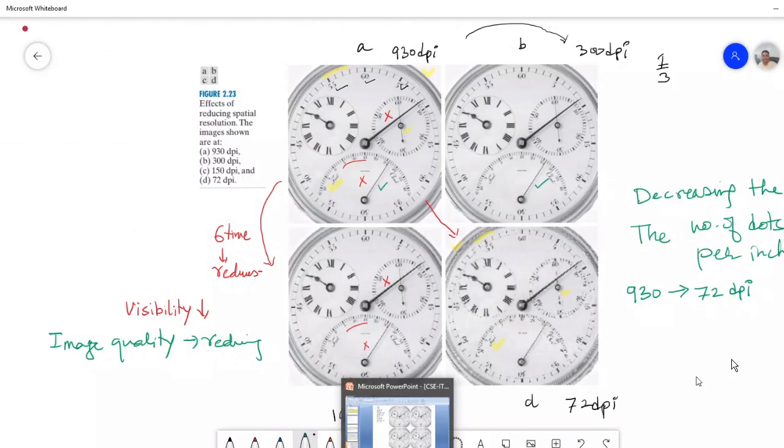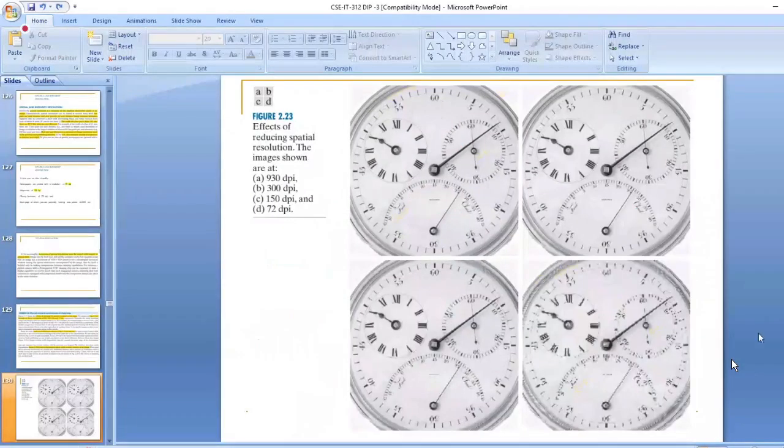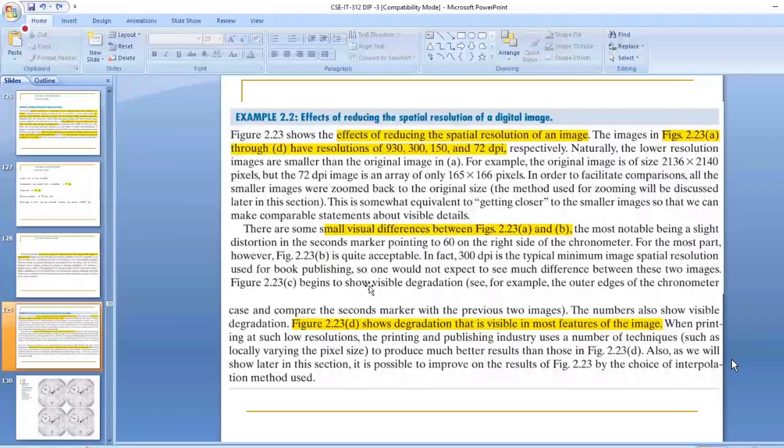हेलो. Yes. No, sir, doubt नहीं है. Okay, so I think is that clear? This is the effect of spatial resolution. And now I want to cover the second topic. Okay, so the important thing is that there are some small visual differences between the first two figures, A and B, first and second. But in the case of D, it shows the degradation that is visible. Okay, यहाँ पर आप देखेंगे इस इमेज में डिग्रेडेशन हो गया है, बहुत सारे फीचर्स हमको दिखाई नहीं दे रहे हैं.